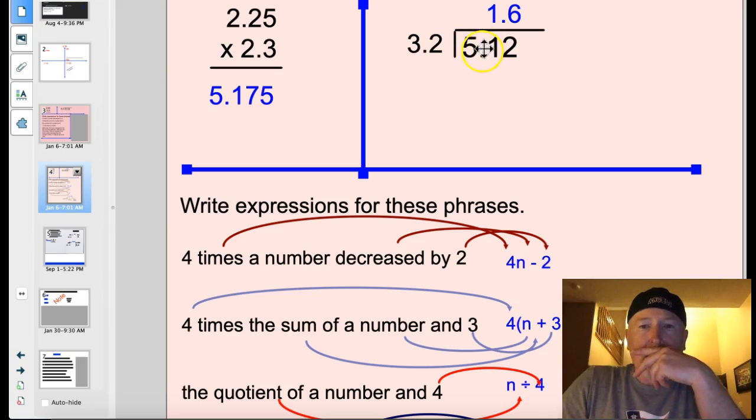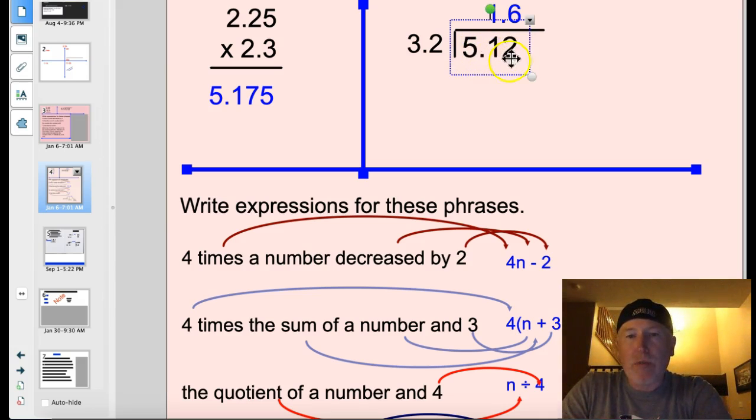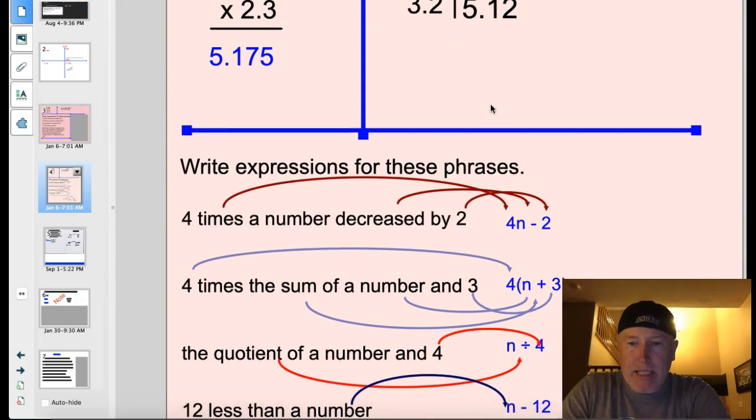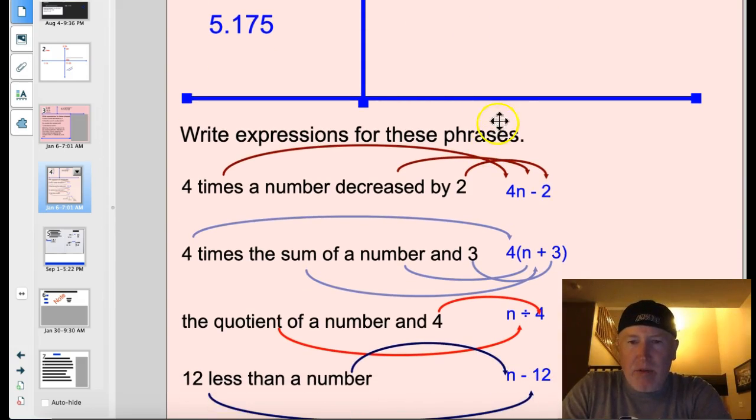Well, if you remembered, I said you can't have a decimal up here, so you have to multiply this by 10, and you'd have 32. This one would become 51.2 when you move the decimals. When you divide it out, you end up with 1.6. Again, we'll be working on that throughout the year, but just kind of working a little bit.